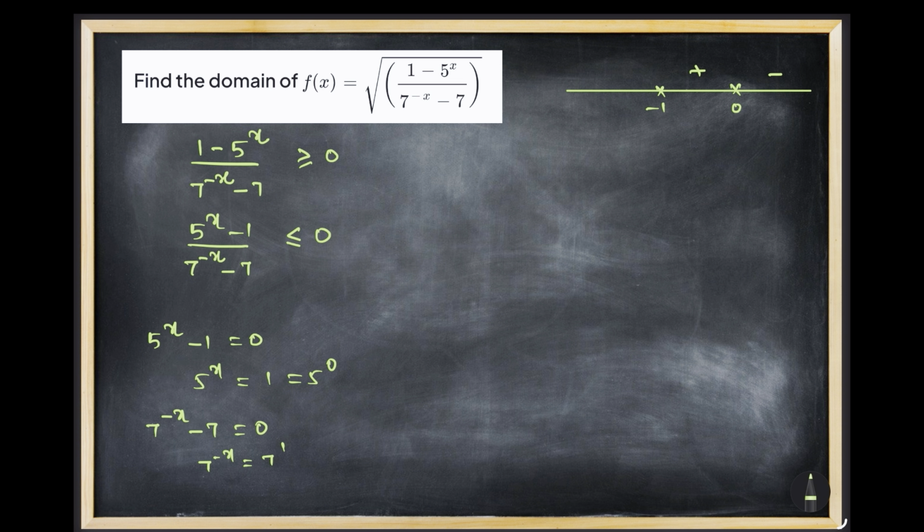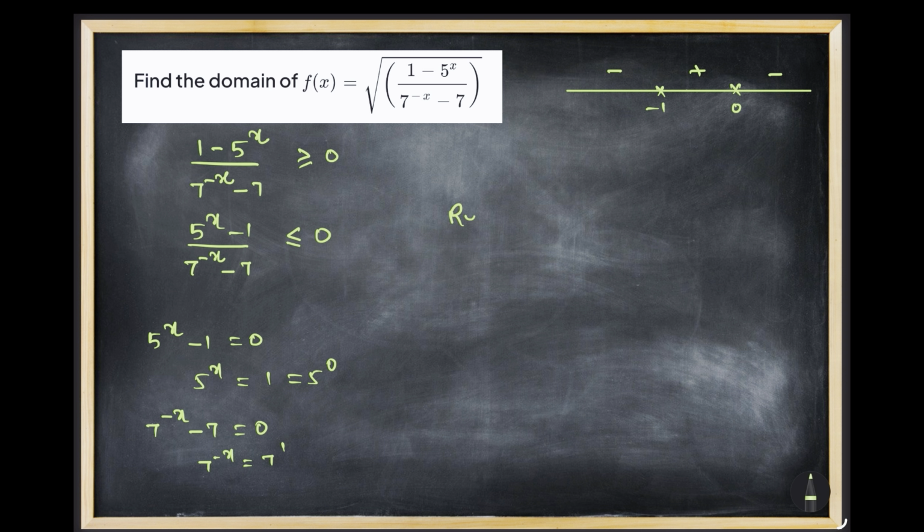Now take a number in this region. Suppose it is minus 2. So 5^(-2) minus 1 will become 1/5^2 minus 1. Again it is a negative number. So the numerator is negative, and 7^(-2) will become 7^2 minus 7, so it is 49 minus 7. So it is a positive number. So negative by positive will become a negative number. So in this region it is negative.